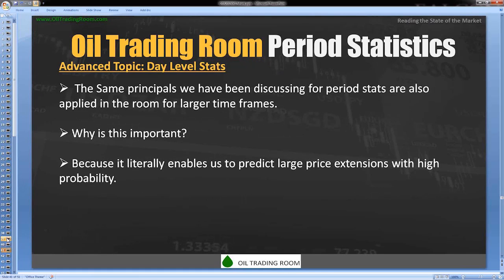The same principles we've been discussing for period stats are also applied to larger time frames. Why is this important? Because it literally enables us to predict large range price extensions with high probability. I had mentioned earlier, I know right now that the average daily range is about $2.